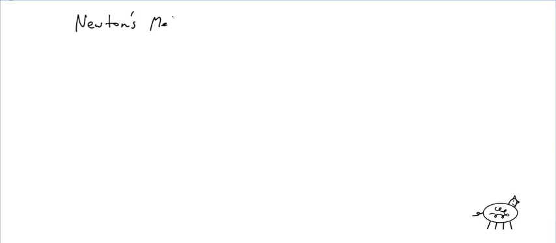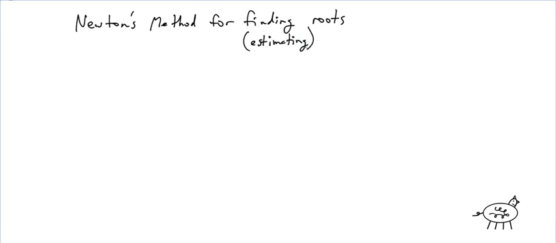Today what we're going to do is talk about something called Newton's method for finding roots. And under finding, it's really finding, but we're really estimating. So we're never going to get an exact value, but we're going to get closer and closer and closer to it. Okay? So let me erase this title here just so I have a little more room.